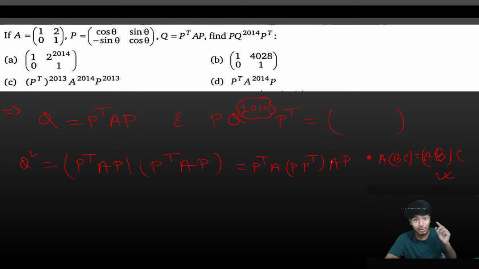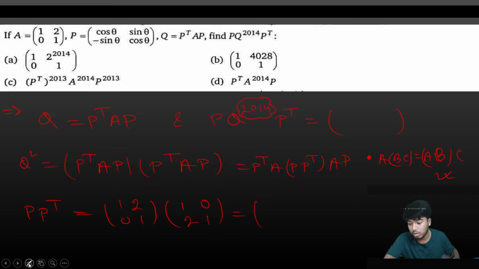Now notice. Note the point about P transpose. What is this? 1, 2, 0, 1. What is the transpose? Transpose is where rows change to columns and columns change to rows. So what is the P transpose? P transpose is 1, 0, 2, 1. Multiply both. Oh, sorry guys, that's not right. I made a mistake.